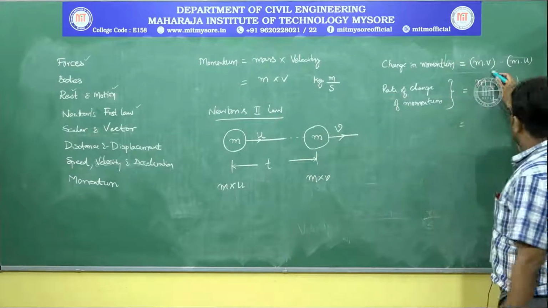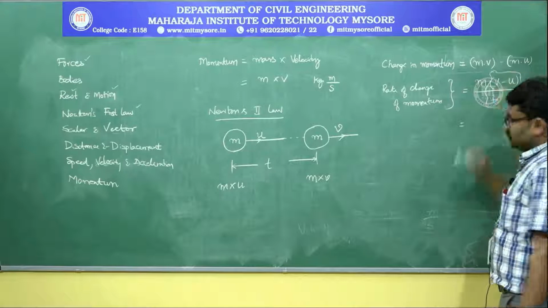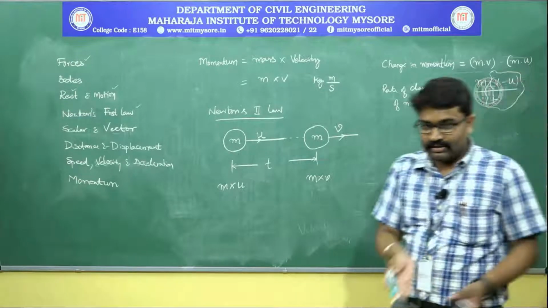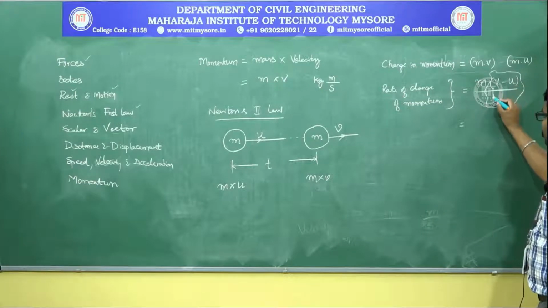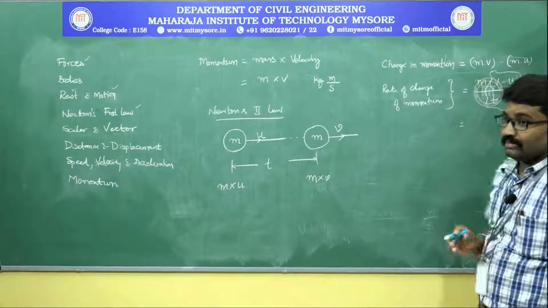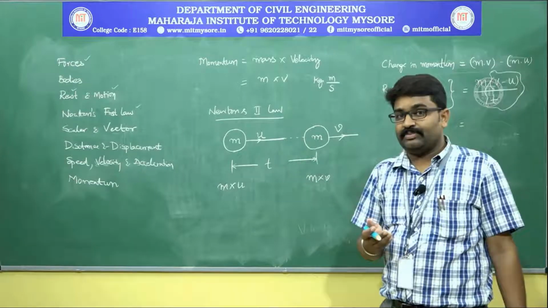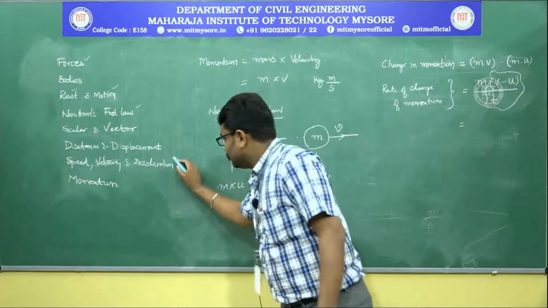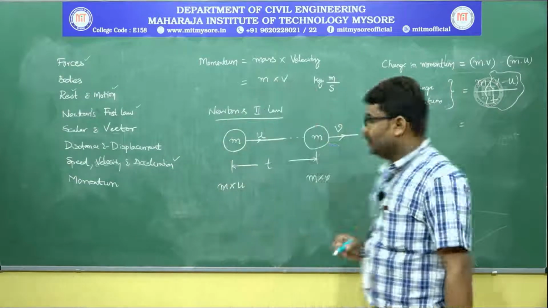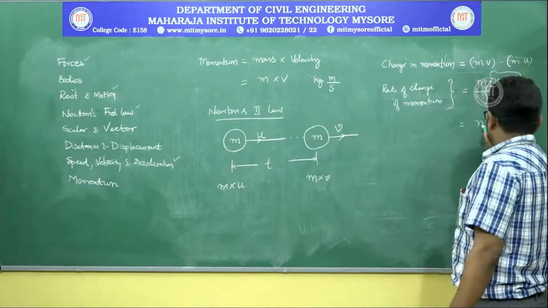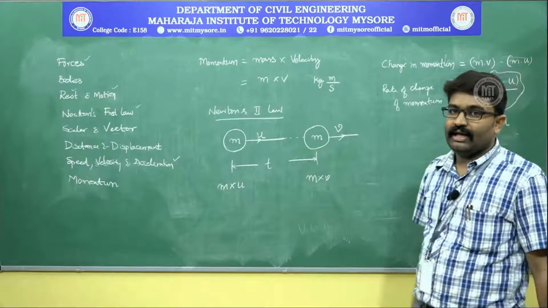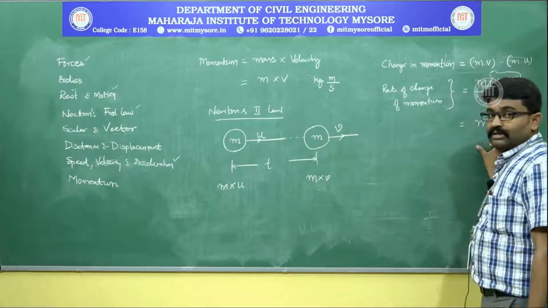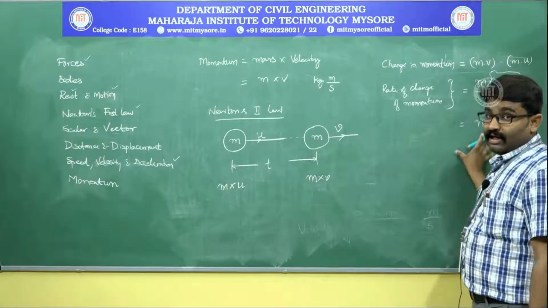In the denominator you have time. You must now recall what I have taught you in this class itself. This is nothing but change of velocity with respect to time. What is change of velocity with respect to time? That is nothing but acceleration. That means this can be written as m into a, acceleration a. This is Newton's second law.